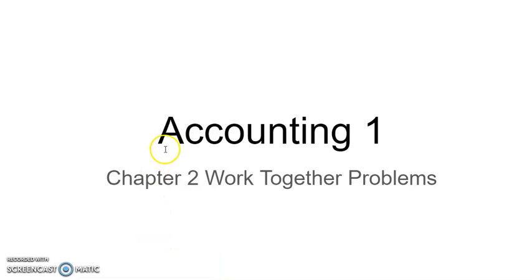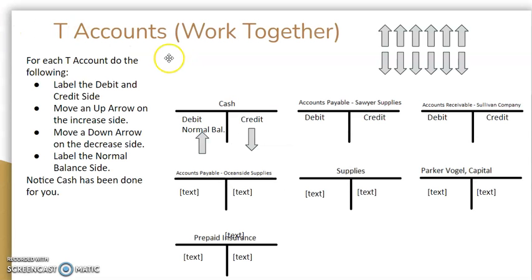In this video, I'm going to go through our Accounting 1, Chapter 2, Work Together Problems. So this is Chapter 2, Lesson 1. We are introduced to T accounts, and for these T accounts, we need to label our debit and credit sides of each one. So we'll go ahead and do that. Debit's always on the left, credit's always on the right.